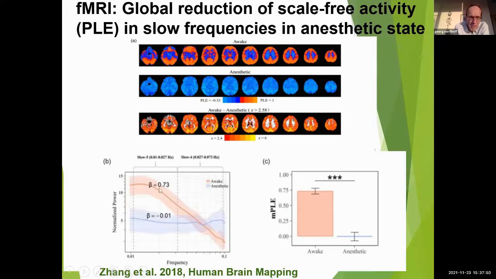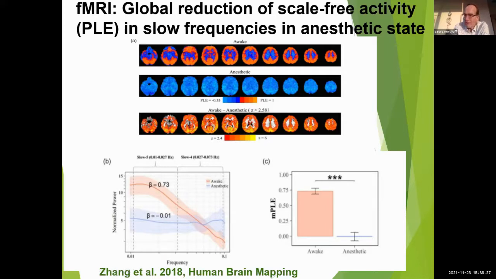So here you see the power spectrum. This is frequency, this is power. This is 0.01 to 0.1, a typical frequency range of fMRI. Here you see the power. The red line is the curve for the awake state. No surprises here. You see strong power in the slow frequencies, less power in the faster frequencies. So this is a typical shape of the power spectrum, with slight variations between different subjects, but that's what you usually see. And the steepness of this curve is what you calculate with the power law exponent.